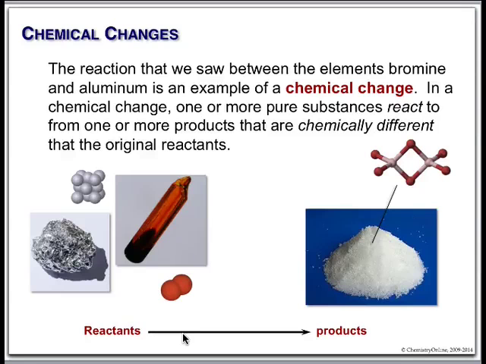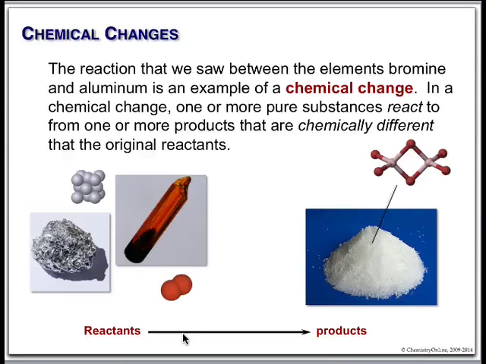Once again, a classic physical change. We have an icicle. As it melts, it drips. This is water, though, isn't it? And the drips are also water. Physical change. Nothing happened.